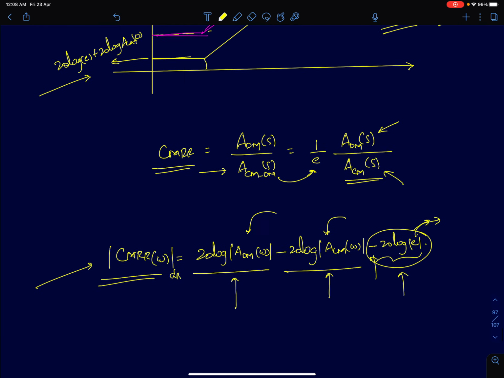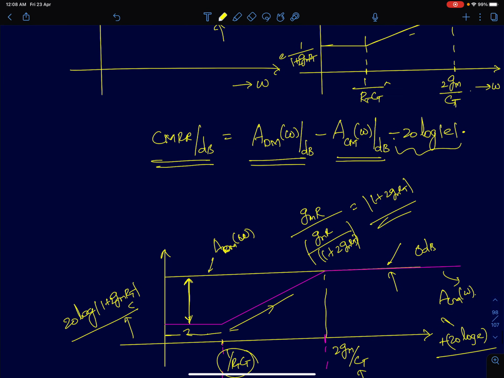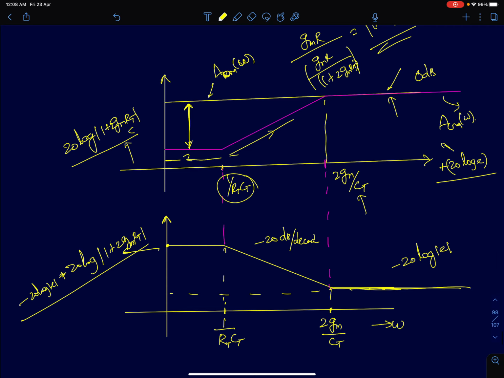CMRR is just a reflection of how good the differential mode gain is and how poor the common mode gain is. So if you see here, at high frequencies, since ACM has increased, CMRR has decreased. Okay, so it's a reflection of how poorly you can reject common mode signals. CMRR is a quantity that tells you how well you can reject common mode signals. If it is very high, it means the circuit can reject common mode signals very well.